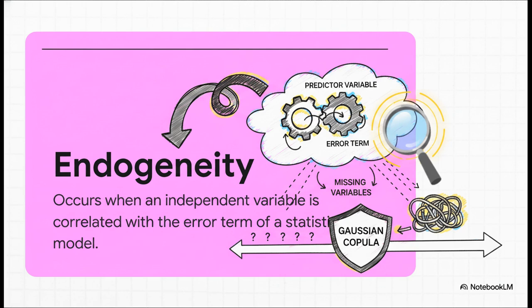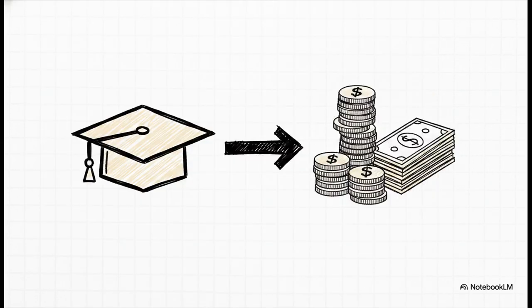Okay, so here's the technical definition. Endogeneity happens when one of your predictor variables is correlated with the model's error term. Now remember, that error term basically represents everything your model doesn't explain. So if your variable is tangled up with that, it means some hidden factor is contaminating your results. And a lot of the time, that factor is a key variable that you just forgot to include in the model. Let's make this super concrete with a classic example.